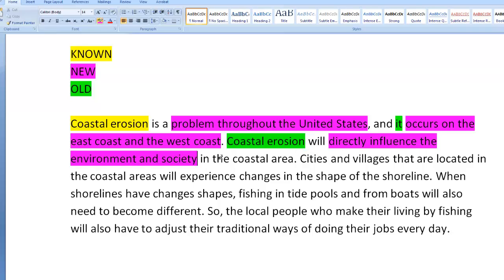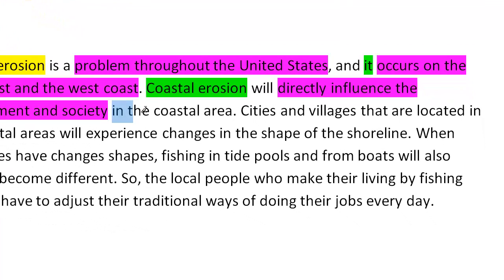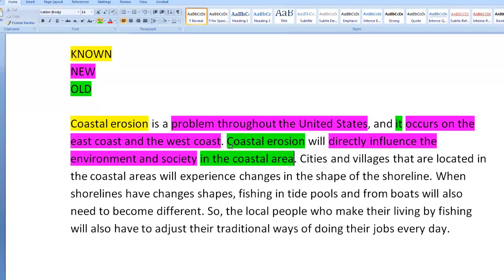Okay. And then it says in the coastal area. Now, this is an interesting piece of information here. Some of you might be tempted right away to say, well, that's new information. They haven't said coastal area before. But in fact, when they say coastal area, they're talking about the East Coast and the West Coast throughout the United States. And so I am actually going to count this as old information. Now, don't get too caught up in categorizing a prepositional phrase like this because it may or may not really affect your pattern. You again want to look at the overall pattern that you see at the end and try not to get too hung up on the exact science of this because it's a little bit inexact.